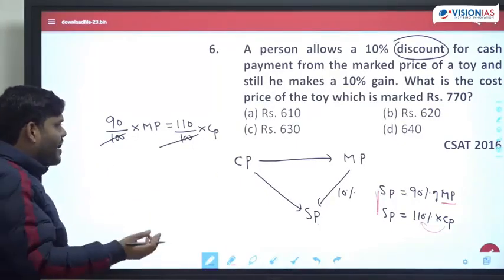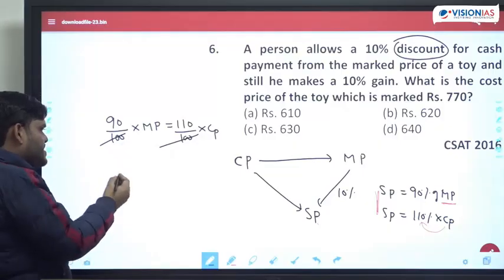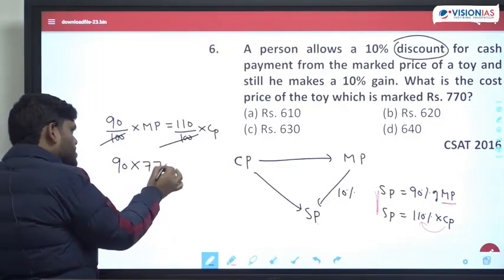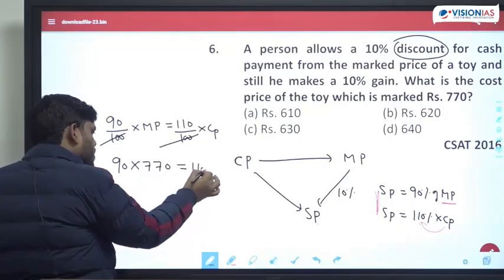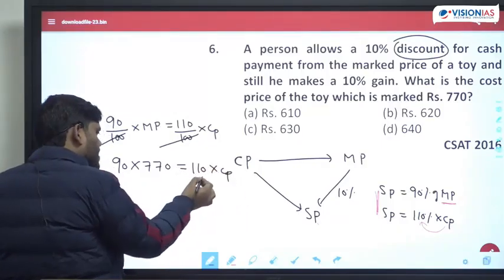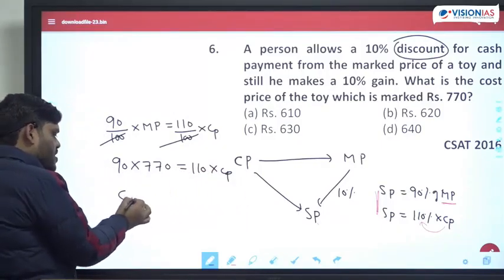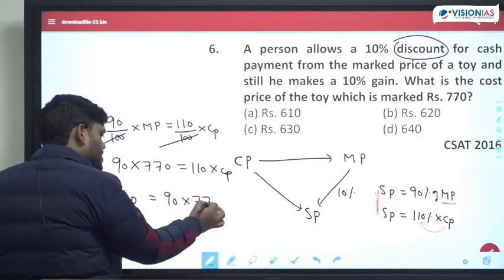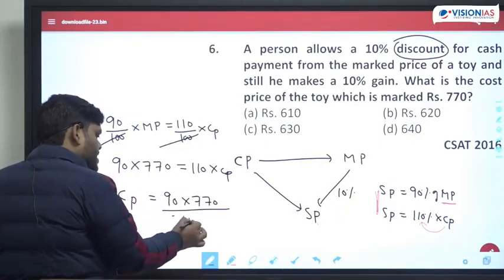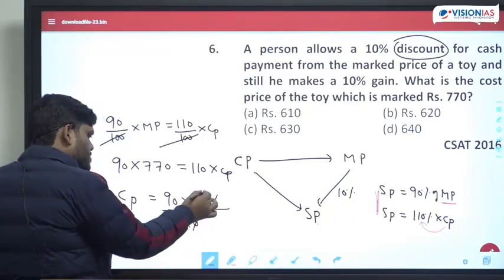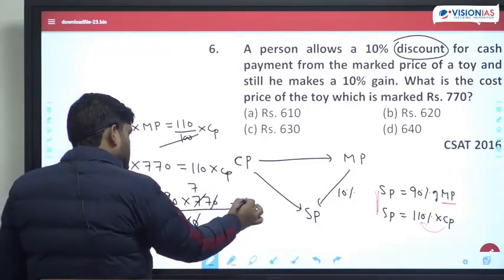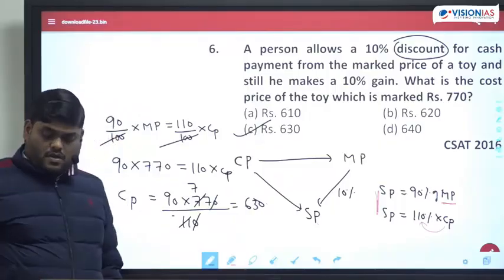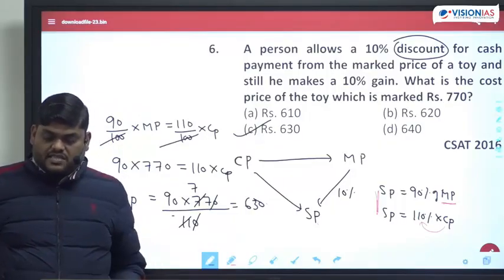Okay. Now MP is given as 770. So 90 into 770 is equal to 110 into CP. Cross multiplication we will do. CP becomes 90 into 770 upon 110. The answer will be 630.